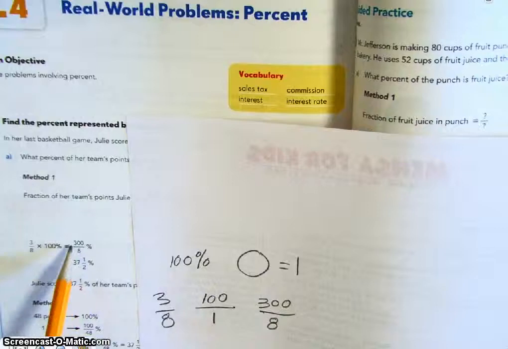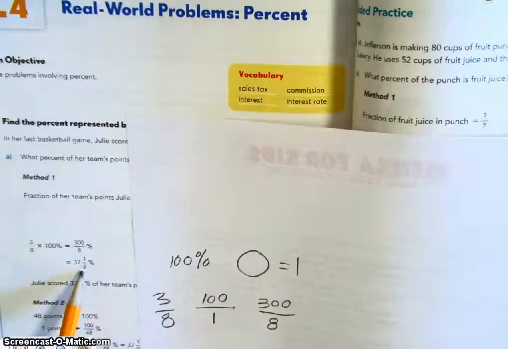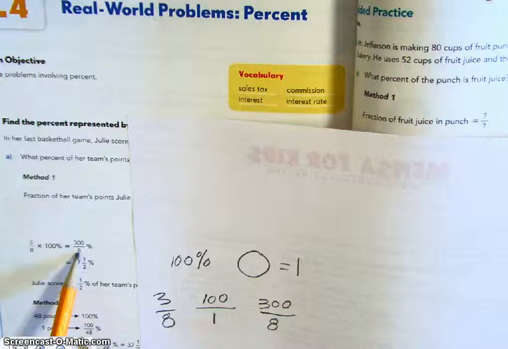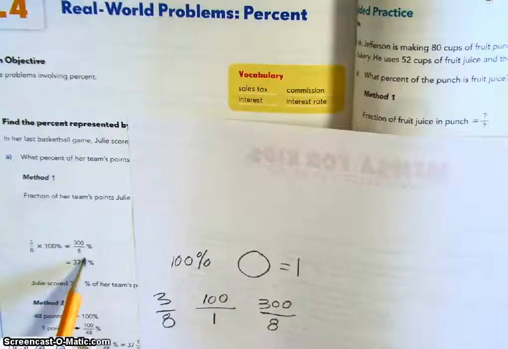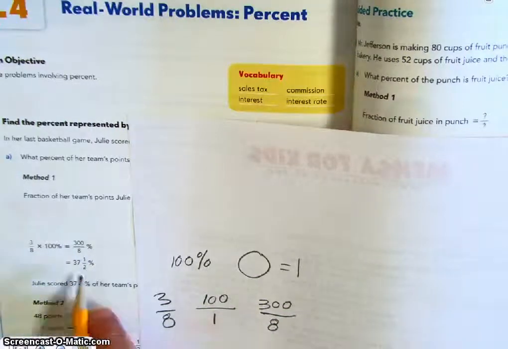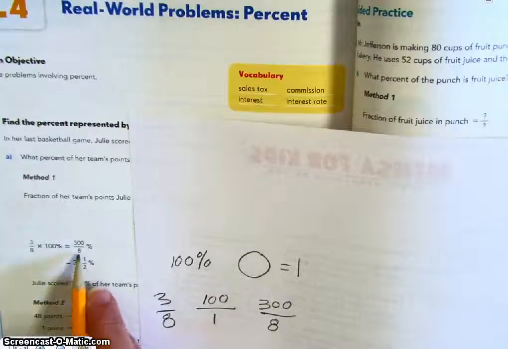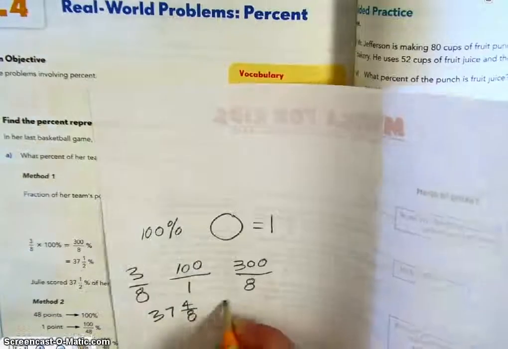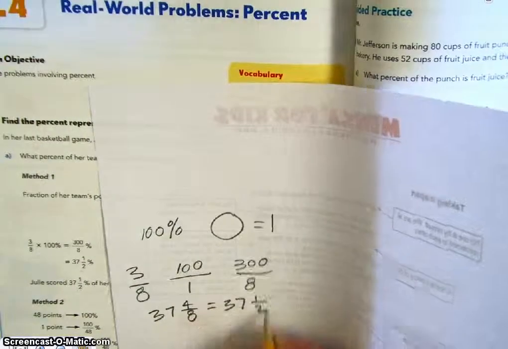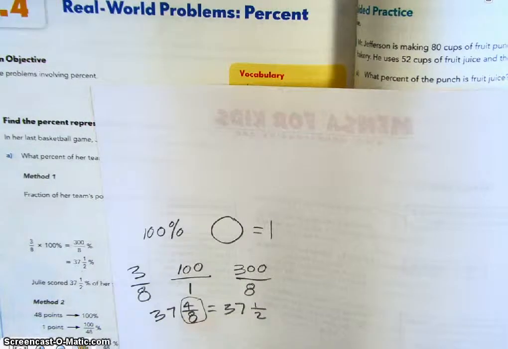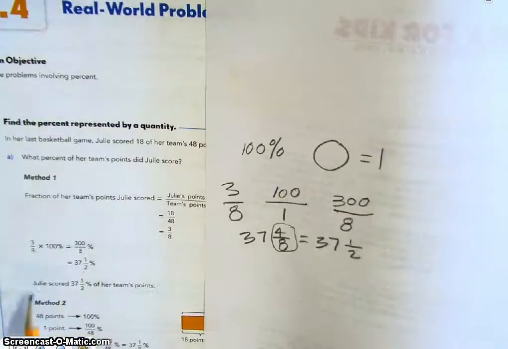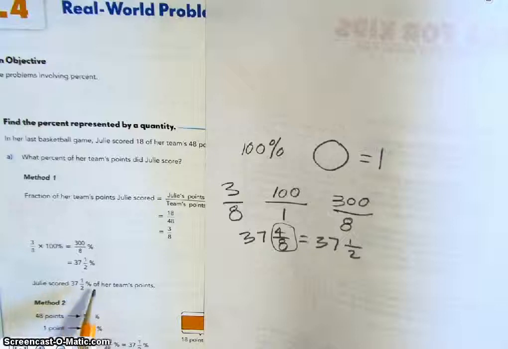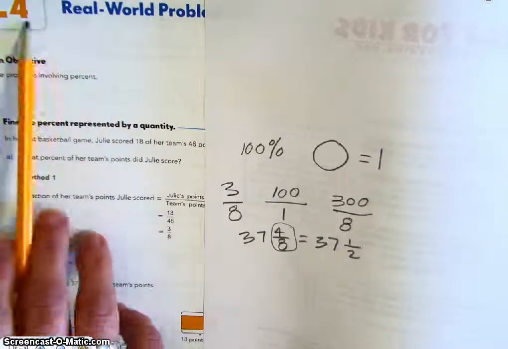And then whenever we have an improper fraction, we need to turn it into a mixed number to finalize our answer. So 8 goes into 300 37 times with a remainder of 4, and then it would be 37 and 4/8, and when they reduce that down, it equaled 37 and 1/2, because you can reduce this to 1/2. So hopefully you're understanding the total of Julia's score was 37.5% of her team's points. So we kind of combined our 6.1, our 6.2, and our 6.3 to do our real world problems for 6.4.